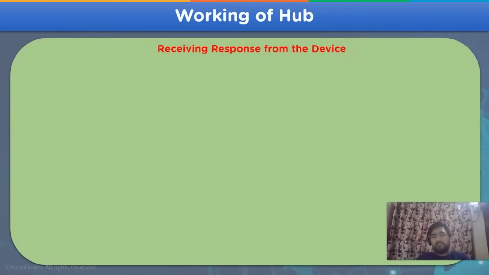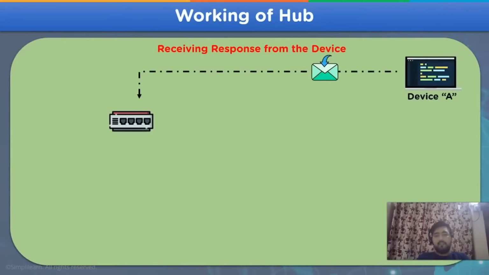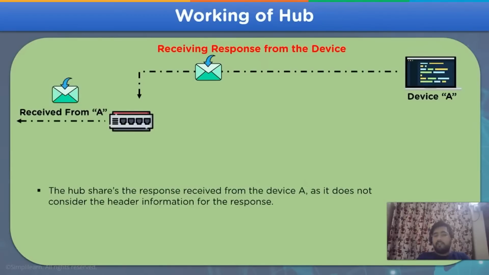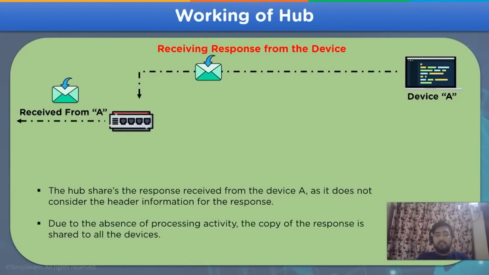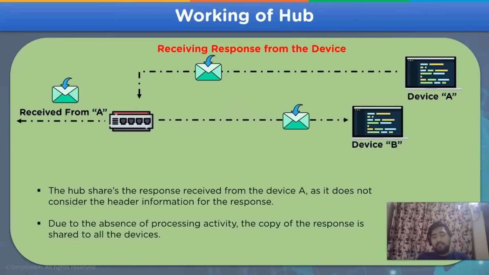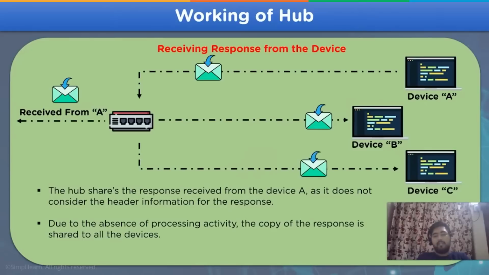Now let's move on to the second scenario, which is when receiving a response from the device. In this case, when device A shares a response to the hub to be sent to the sender device, it will share the same response to all the other connected devices, again due to the same reason, that is the lack of any processing unit or intelligent point in the network channel. Please take a look at the arrow points, which is very important during the transmission of data.